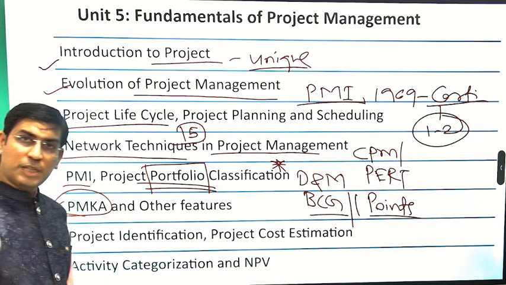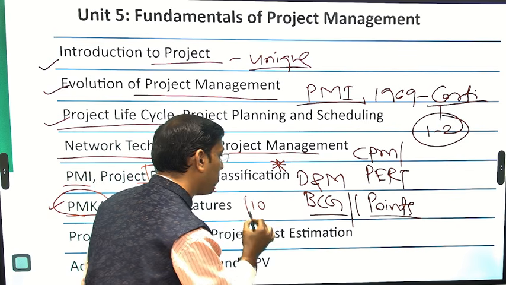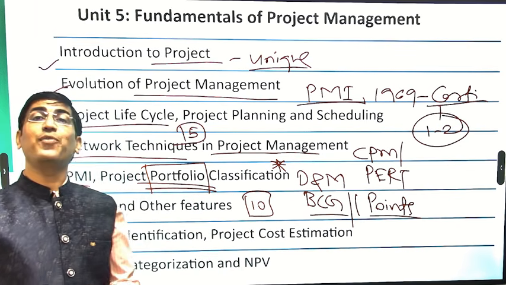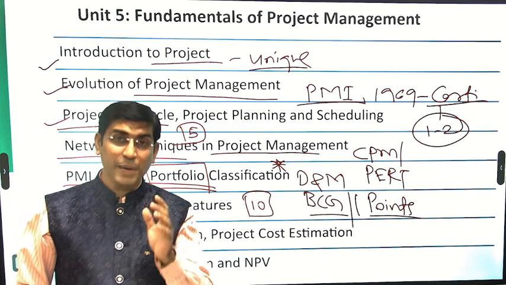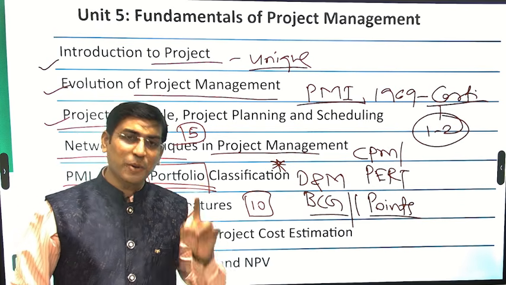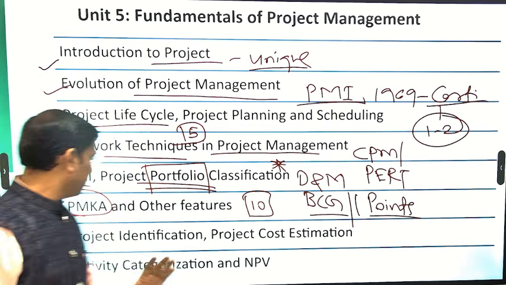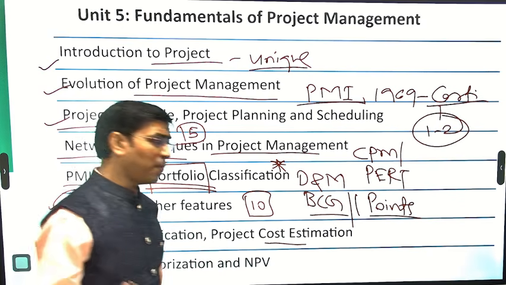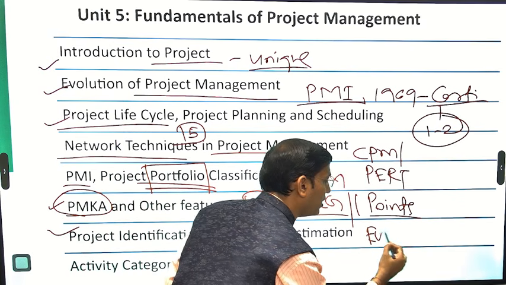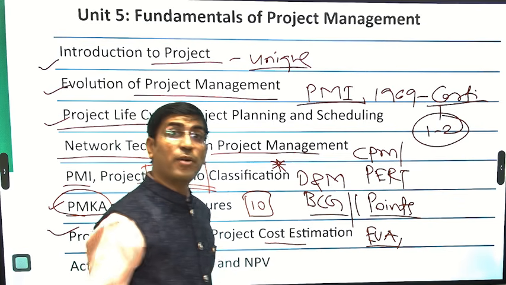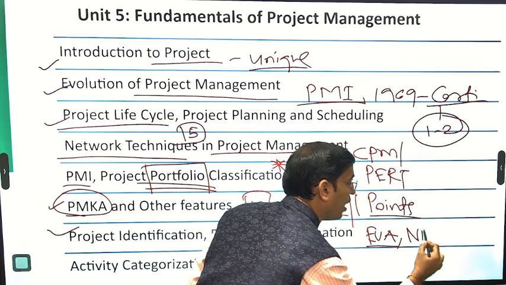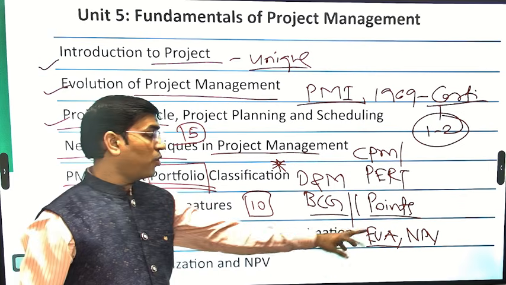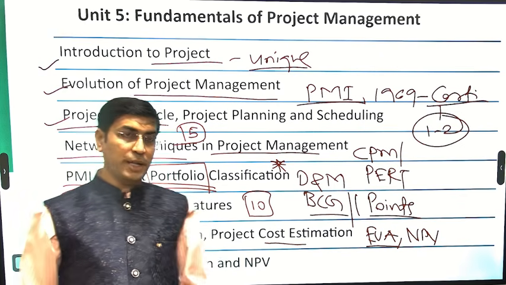PMK, project management knowledge areas. There are 10 project management knowledge areas given in the PMBOK as per the Project Management Institute. Then we have the identification and project cost estimation. Different types of methods are there, like earned value analysis and NPV, net present value. Probably some numericals from them could be in the exam.